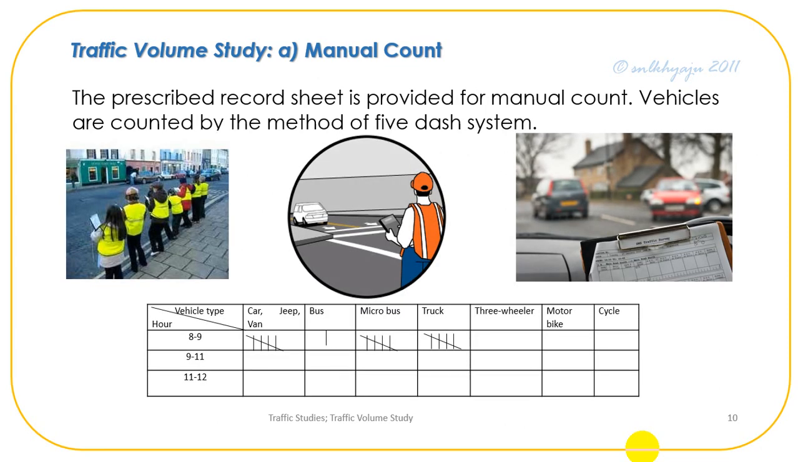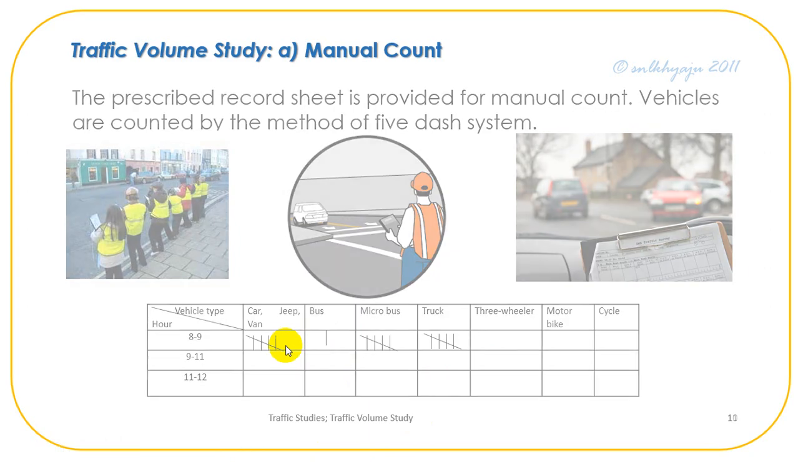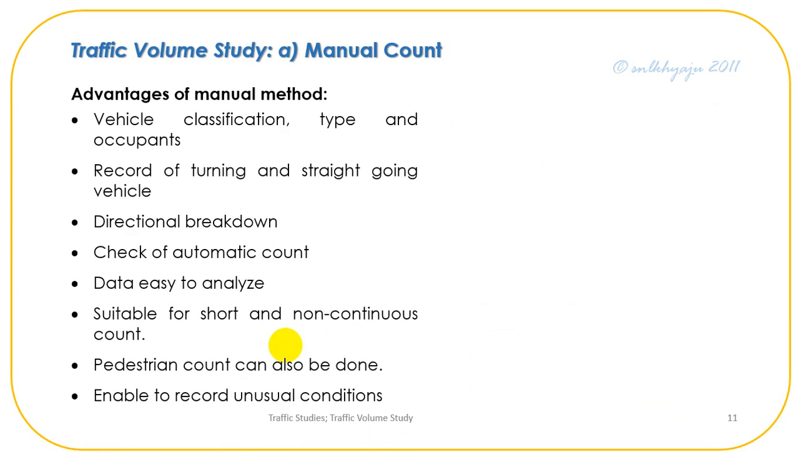In this manual count, a group of surveyors are assigned to a certain section of road, and they stand on the footpath, and individuals are assigned to individual vehicles. As the vehicle passes through the section of road, the individual vehicle is recorded by the individual in a 5-dash system as shown in the given table. And advantages of manual method: vehicle classification, types and occupants.